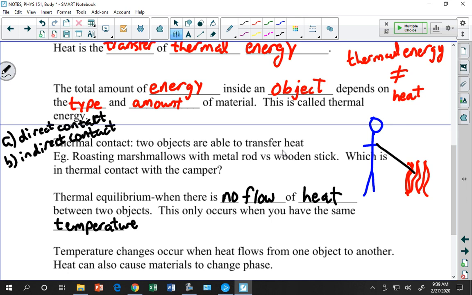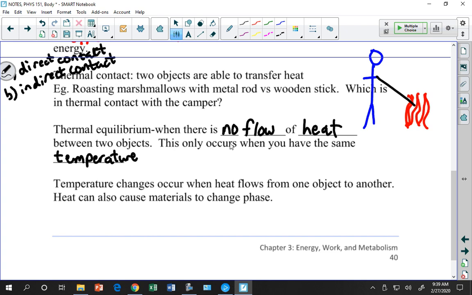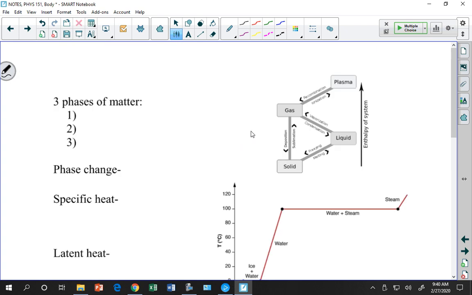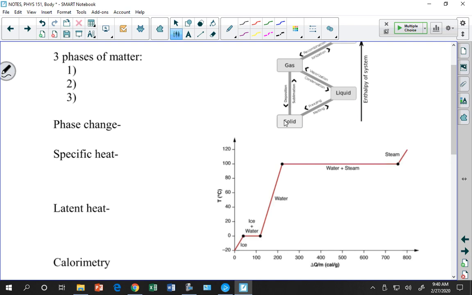All right, we're going to talk about changing phase here. When you have heat that flows from one object to another, it'll cause them to change their temperature. But we'll also see that when you have heat flowing from one object to another, that can make it change phase. So let's look at these phase change diagrams. You'll probably have one of these on the test. Not probably, you will have a phase change diagram, and I'll ask you to describe certain things about it. But first of all, there are three phases of matter: solid, liquid, and gas.